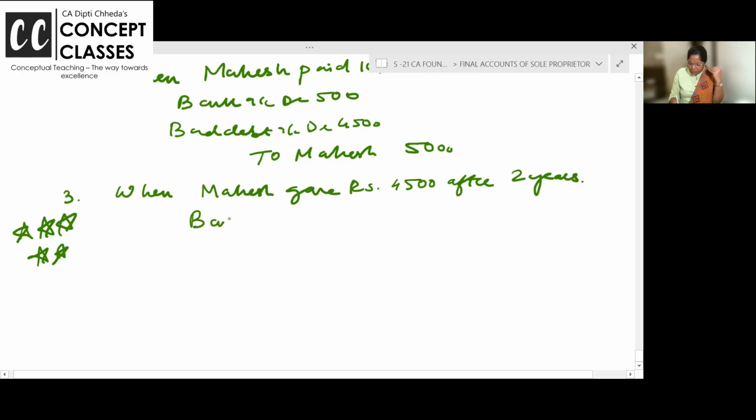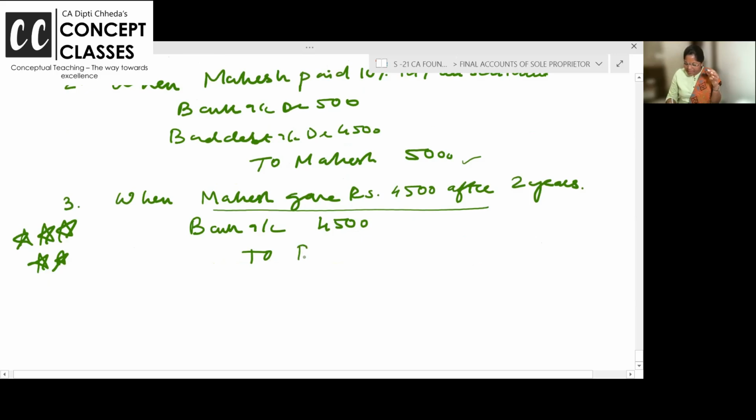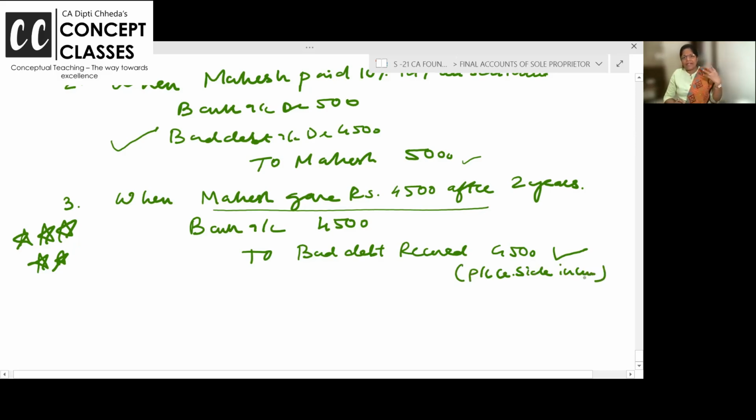What entry will I do? Bank account debit because 4,500 is coming. Now, even though 4,500 is coming from Mahesh, should I credit Mahesh account? No. His account is already credited here and closed. So, can I write this as bad debts recovered as income? Like bad debt is expense, can I write bad debt recovered as income and take it in my P&L account credit side as income? Because I have debited bad debt as loss.